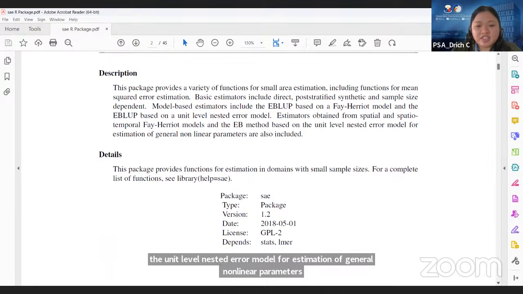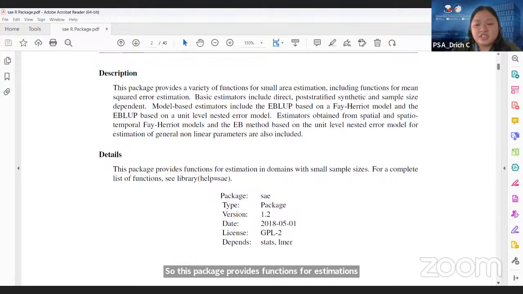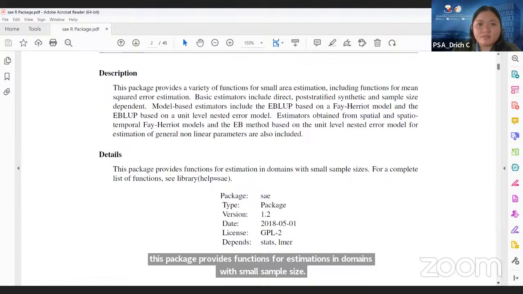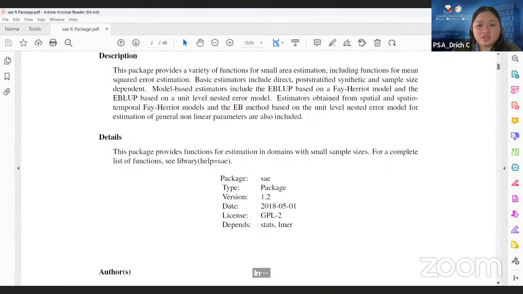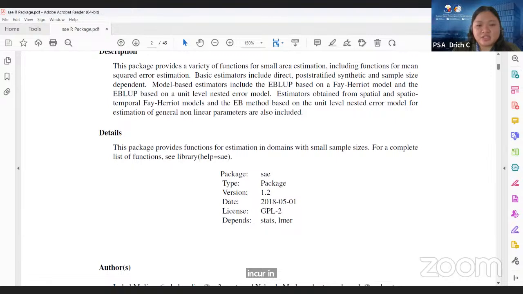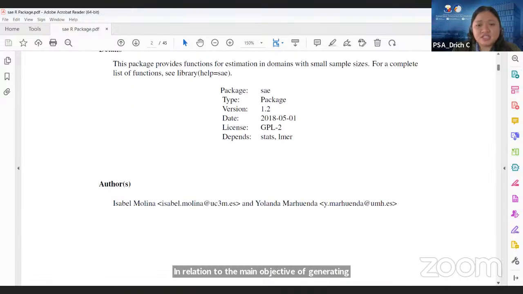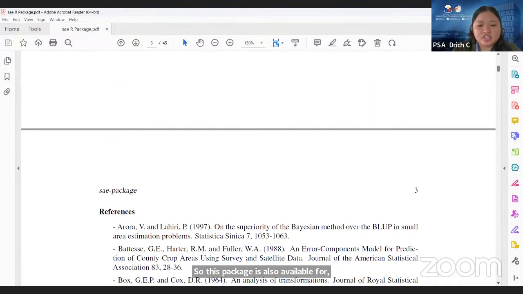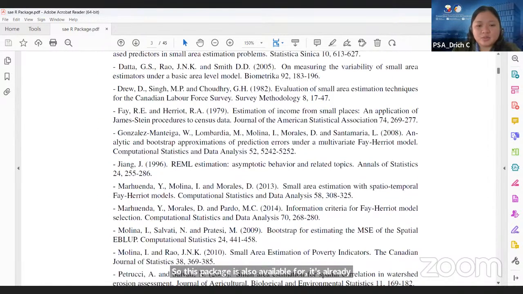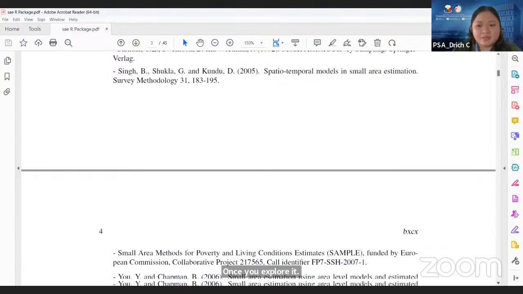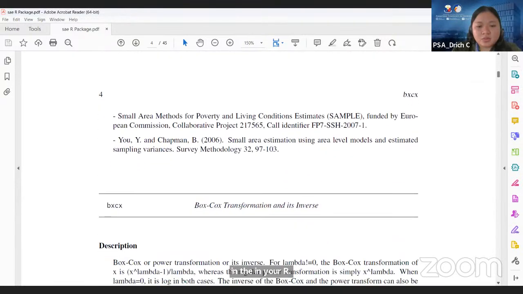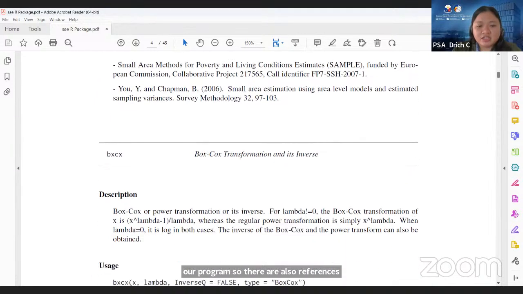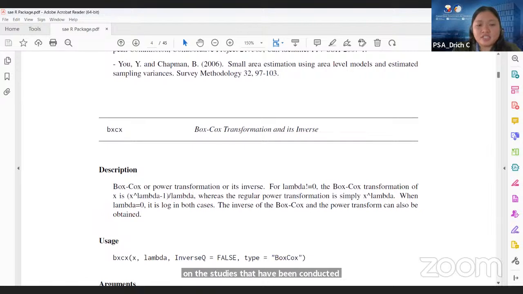So this package provides functions for estimations in domains with small sample size, in relation to the main objective of generating small area estimates. This package is already available in R, so you can just install the package once you explore it in your R program. There are also references on the studies that have been conducted based on the methods included in this package.